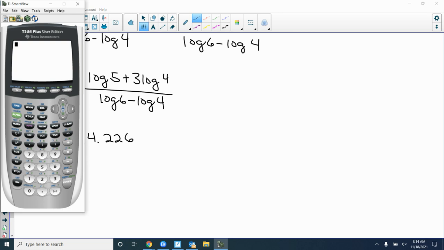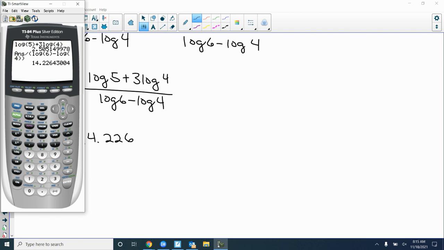So let me see here. Now I can do log of 5. Sometimes I don't like typing the whole thing in just because it's easy to make a mistake. Plus 3 log of 4. Okay, so that's the numerator divided by, now I got to make sure the entire denominator is in parentheses. Log of 6 minus log of 4, and 14.226. Both got the same thing on what you did. All right, so I got that.